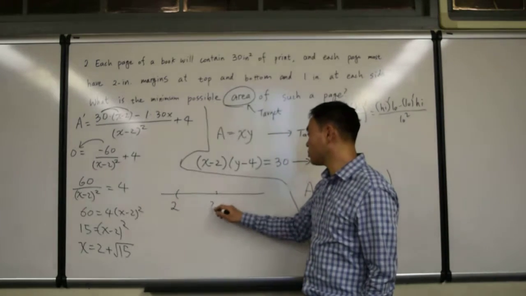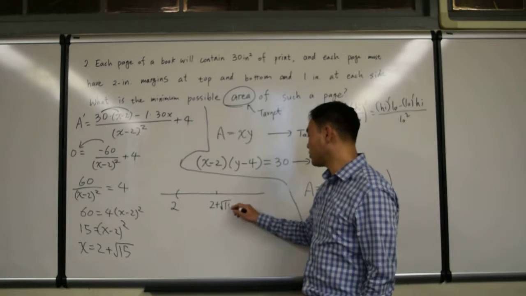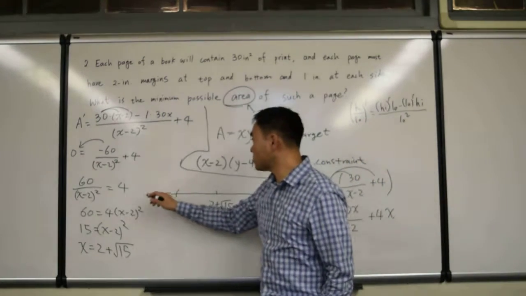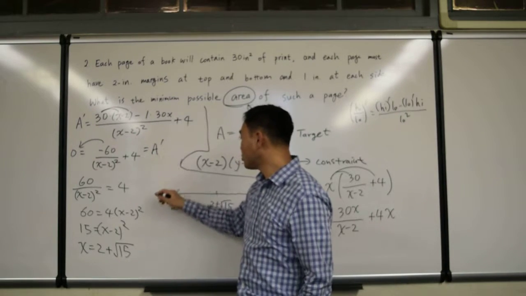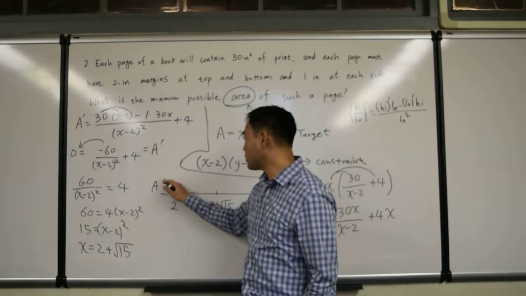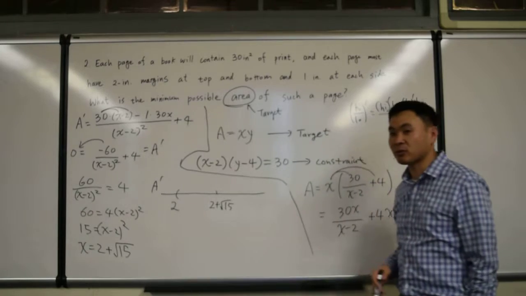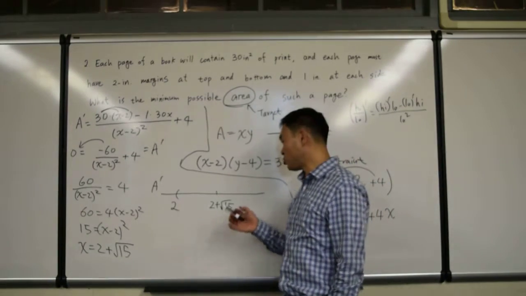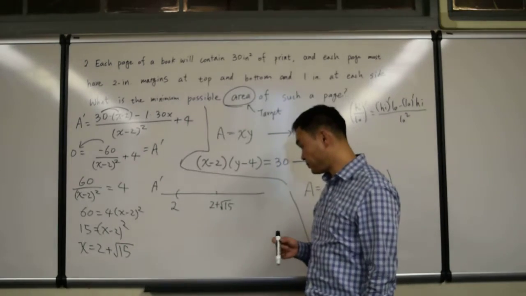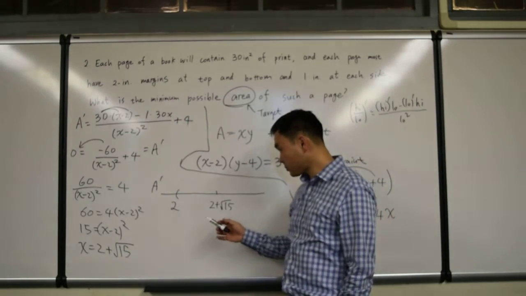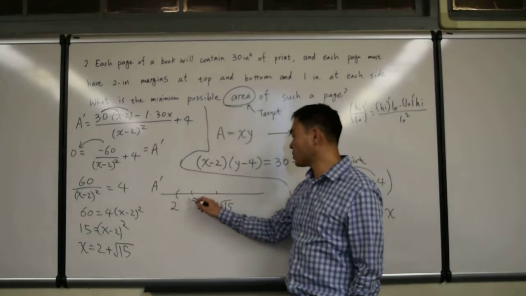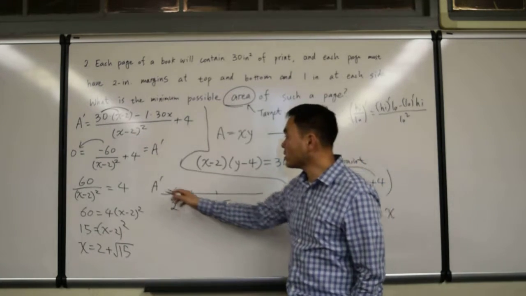And here is 2 plus square root of 15. And let's try to find this. This is your A prime. Let's try to find your A prime's sign before and after 2 plus radical 15, because that way I can be sure if this is a minimum or not. Okay. So I guess when x is 3, it's before this. So let's pick a test point 3. Plug it in here. What do you get?